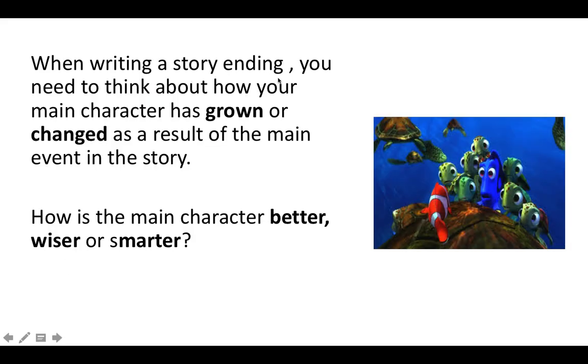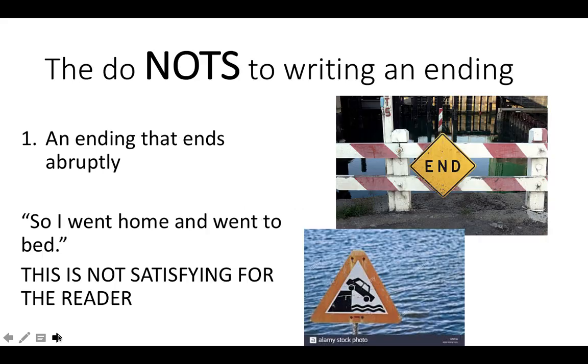So when writing a story ending, you need to think about how your main character has grown or changed as a result of the main event in the story. So how have they changed because of the events that you have put them through? So when we're thinking about our suspense writing, we think about the main problem of our story, as well as the ways that they try to fix it, the attempts that they take to fix it. How has this all changed them? Has the main character become better? Have they become a nicer person? Have they become a wiser or smarter person? That's up to you. Okay?